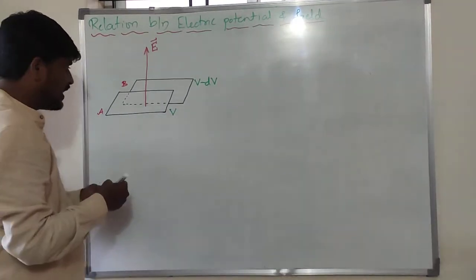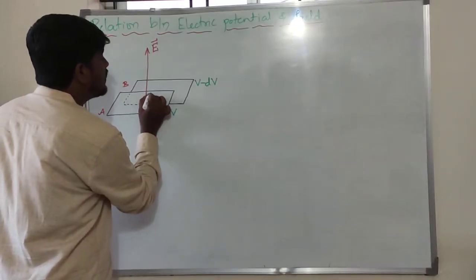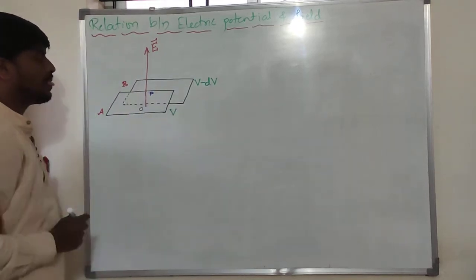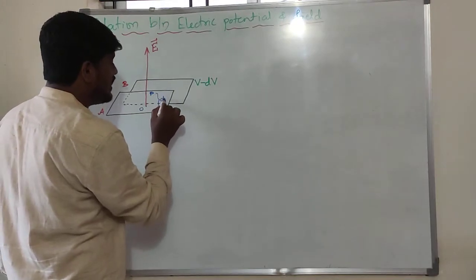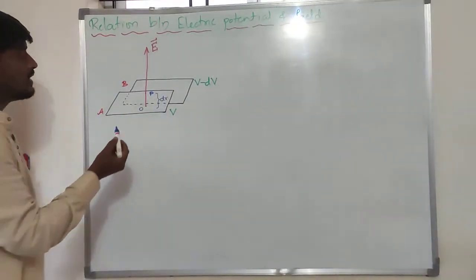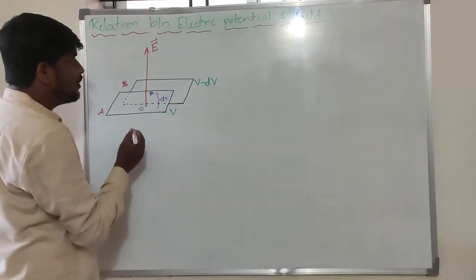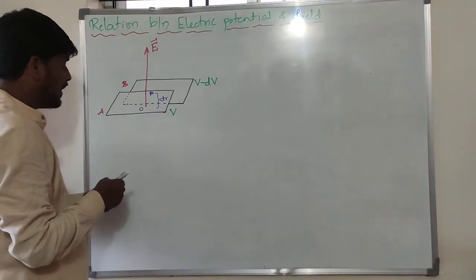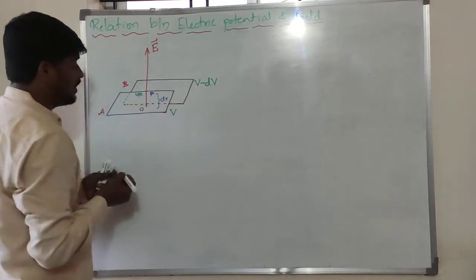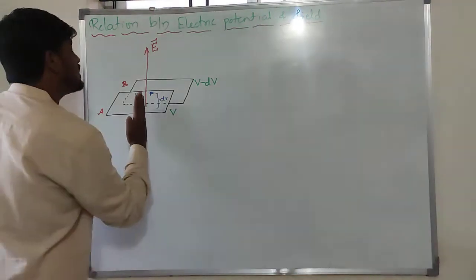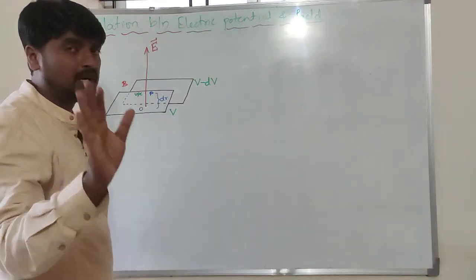Now I have to consider a point P on the surface B. Afterwards, the distance between surface A and surface B is dr. I repeat once again: the distance between the equipotential surfaces A and B is dr. Now, at the point P, I will place a UPC, or unit positive charge. Look at this. This is the direction of the electric field. This is very important, so again I repeat the explanation.